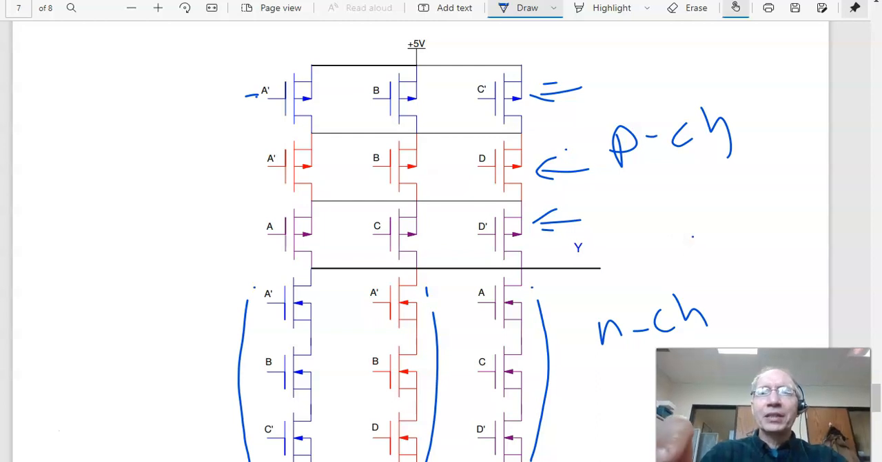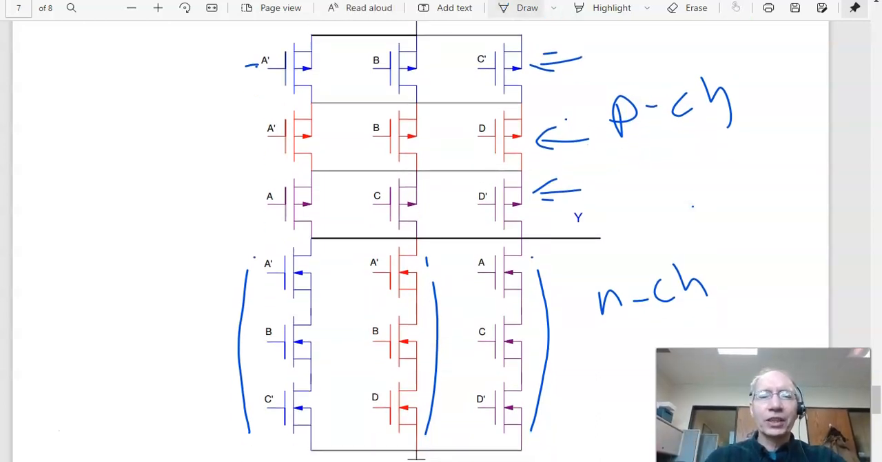And the neat thing about the MOSFETs is I can implement the entire logic in one circuit. I don't have to do ANDs and ORs and NANDs and stuff like that. Do it all at once.